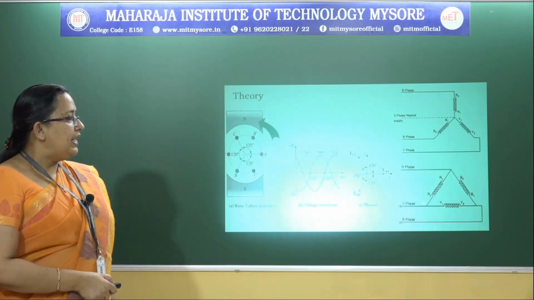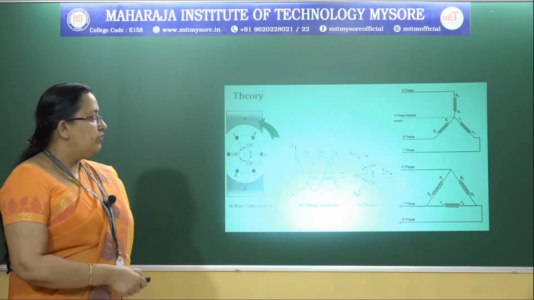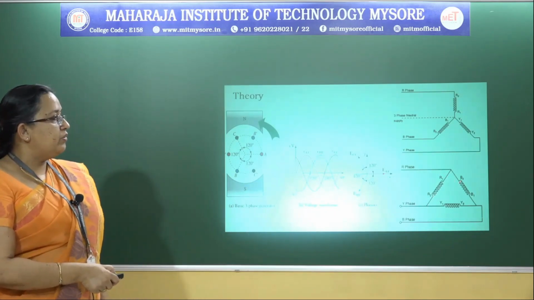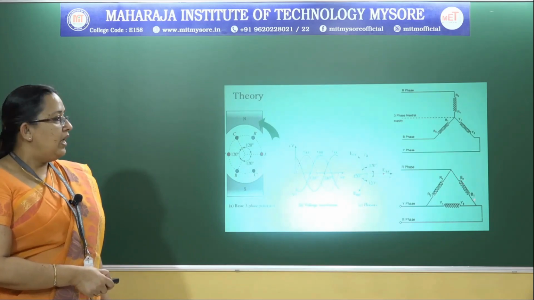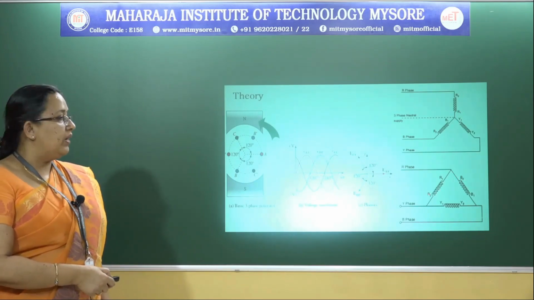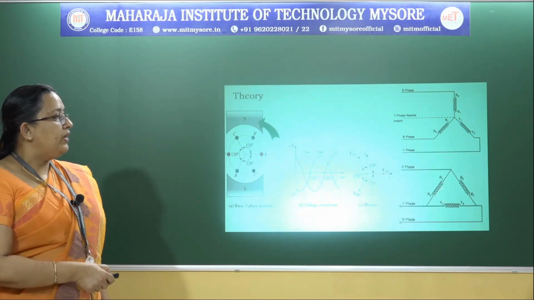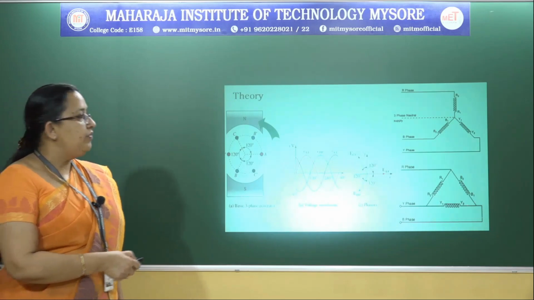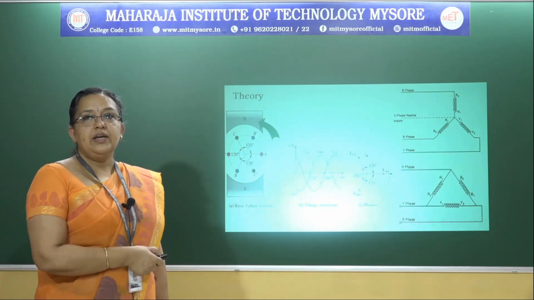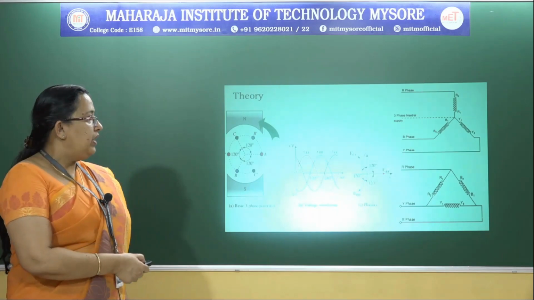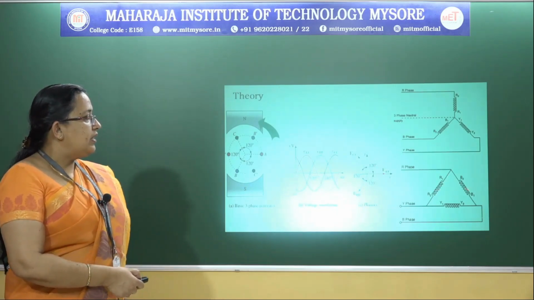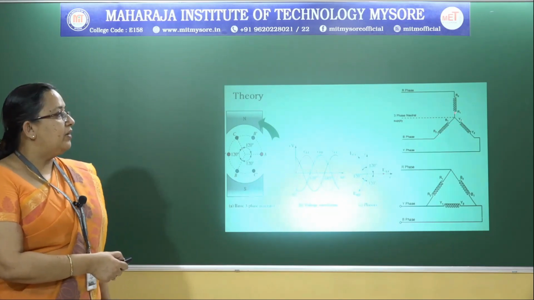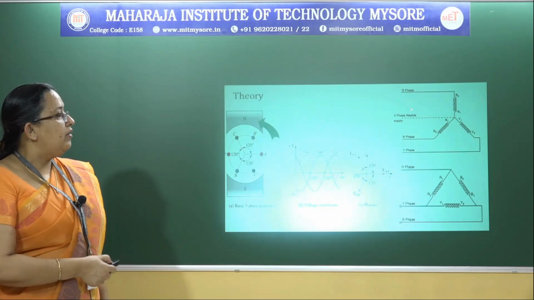Whereas in a delta connected system, the connection of the coils looks like a delta: the first end of one coil is connected to the next end of another coil, and the other end is connected to the third coil. So there is no common point like a neutral in a delta connected system. That's the difference between a star connected and a delta connected system.